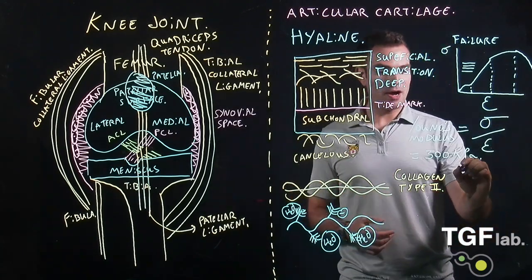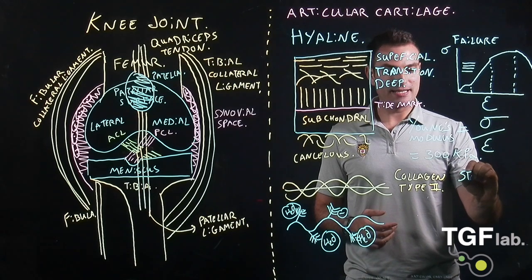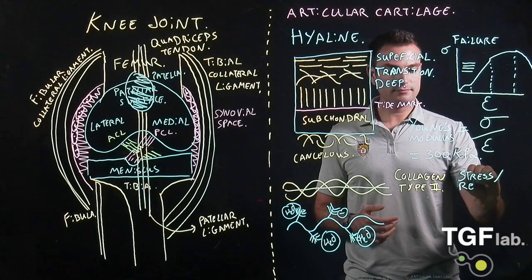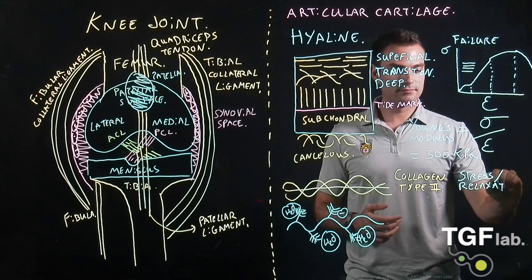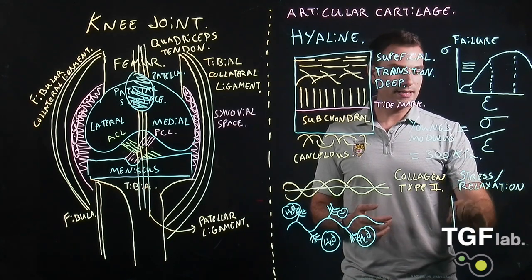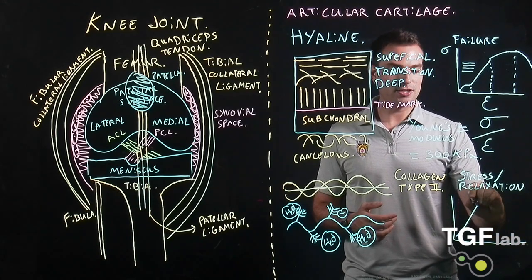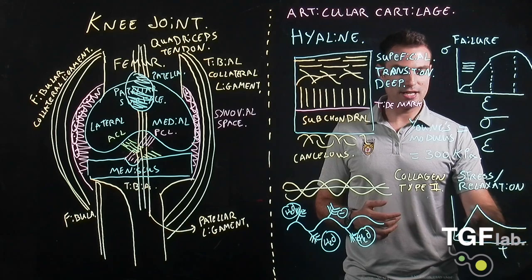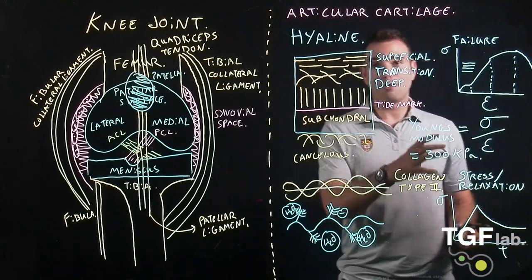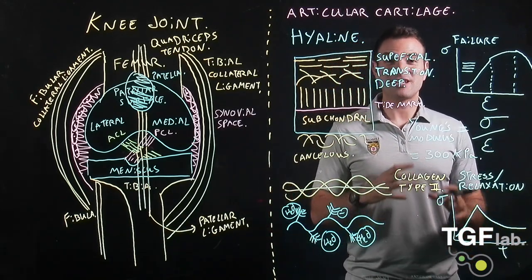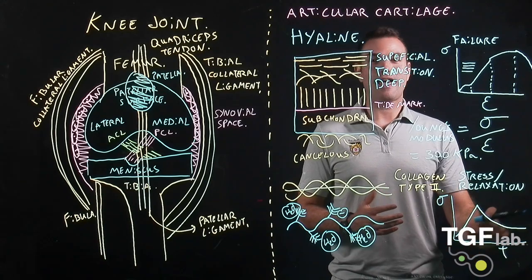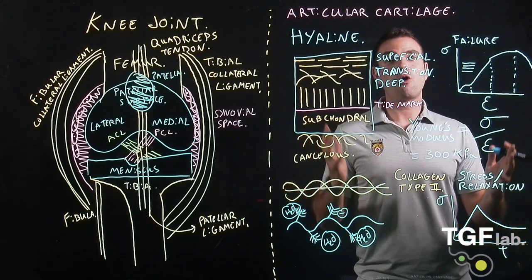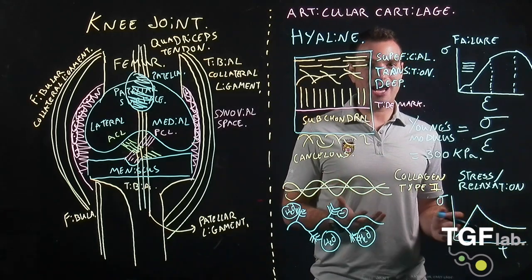Also, we can do a stress relaxation test. So in this test, we are going to apply a stress, and then we are going to let cartilage relax over time. So these tests show us that cartilage is viscoelastic because after we apply the stress, cartilage will take some time to relax and won't come immediately to its initial shape.